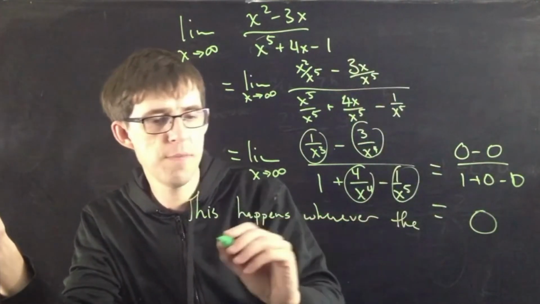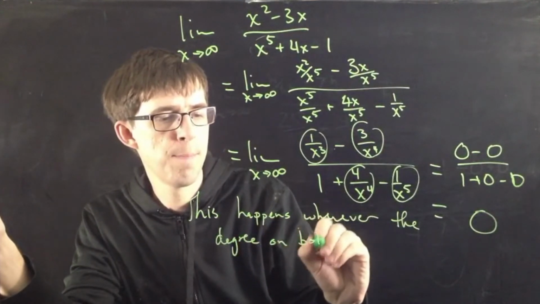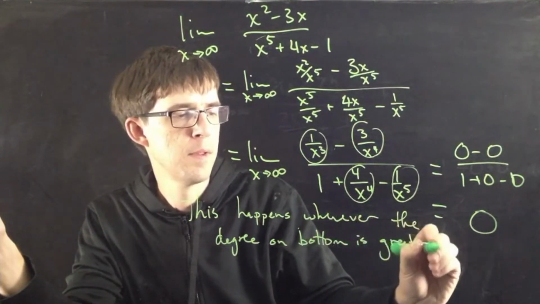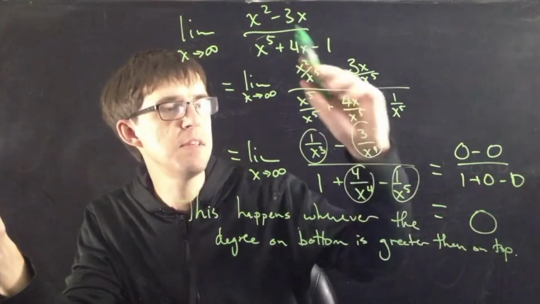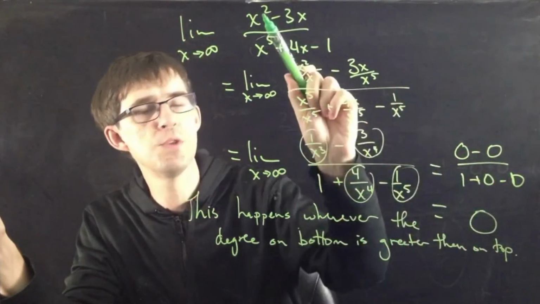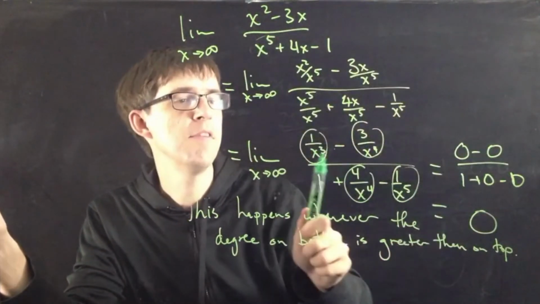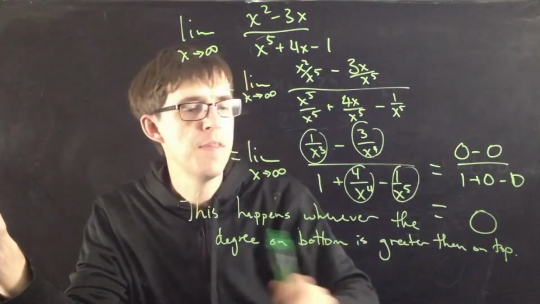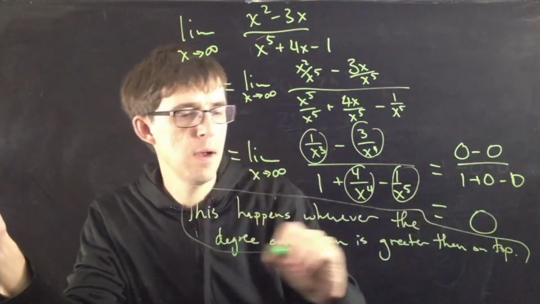So this happens whenever the degree on the bottom is greater than on the top, right? The reason that everything turned into zeros at the end is because this x to the 5 was more than this x to the 2. So that when I divide everything out by x to the 5, everything ended up having these little denominators which became 0. So this happens whenever the degree on the bottom is greater than the degree on top.